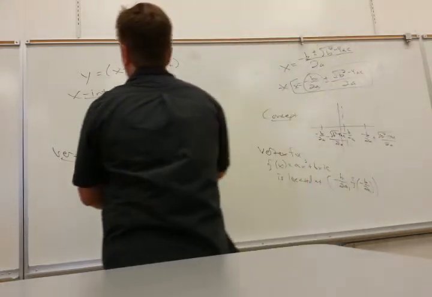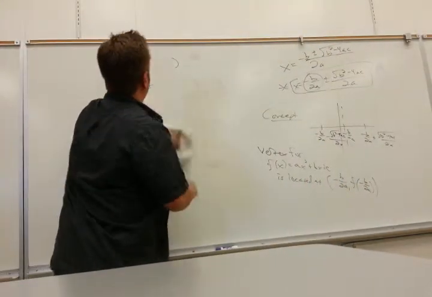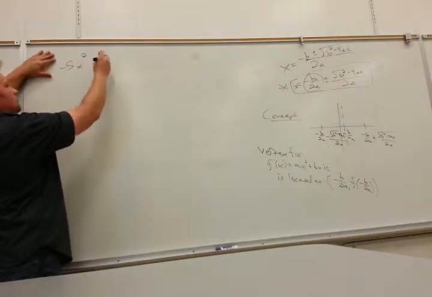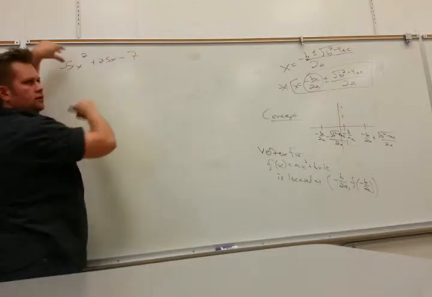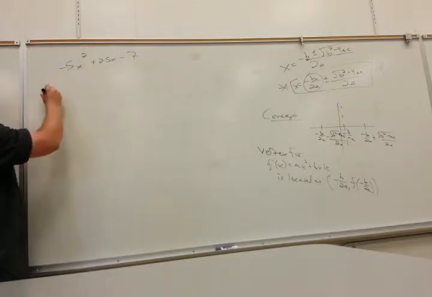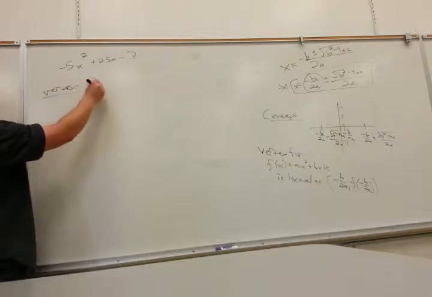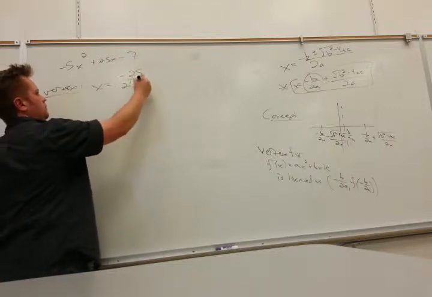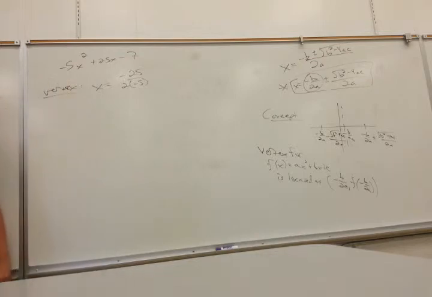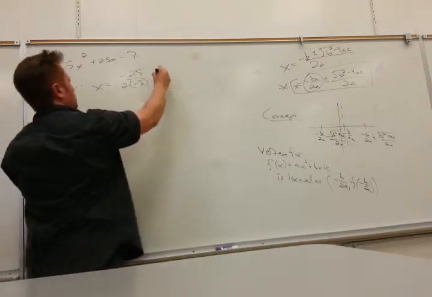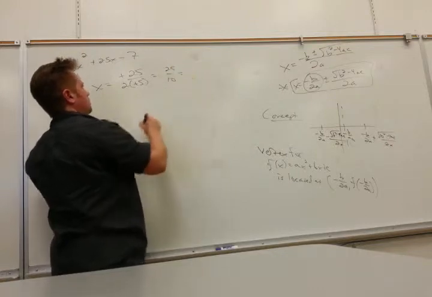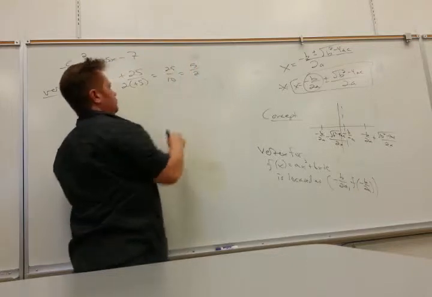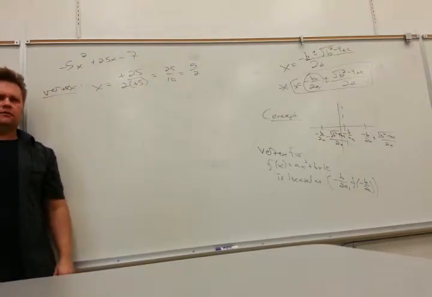So specifically, what was that one we just did? Negative 5x squared plus 25x minus 7. Was that the one we just did? Yep. Okay. So where's the vertex? Using the shortcut, x equals negative 25 over 2 times a. So negative b over twice a. Cool. So I get 25 over 10, which reduces to 5 over 2. Is that what we got? Yeah. Thank God.